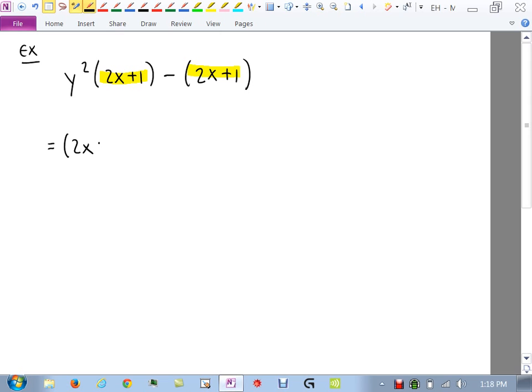2x plus 1. And then what would be left? The two things in front, right? Now be careful on the two things in front. It'll be a y squared, then what? Minus 1. Box it up.